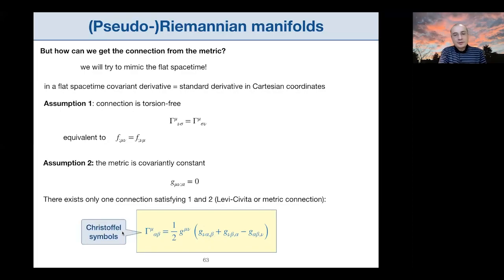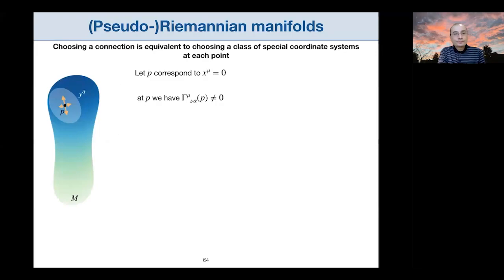These gammas are also known as Christoffel symbols. Okay, now choosing a connection is equivalent to choosing a class of special coordinate systems at each point. What do I mean by that? So imagine we pick up a point P, which corresponds to x mu equal to zero in our coordinate chart. And at P, we have non-vanishing connection coefficients. It just happens to be in our coordinate system.